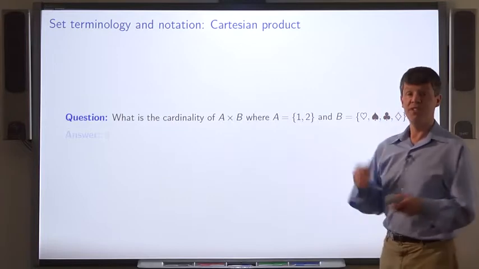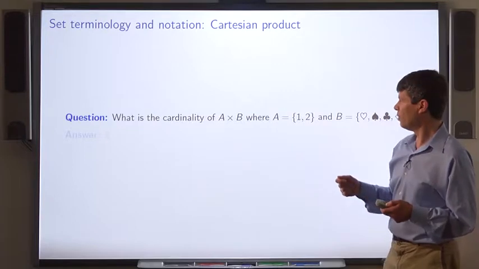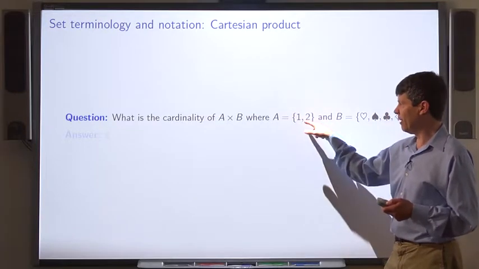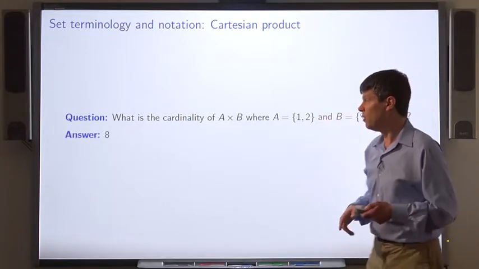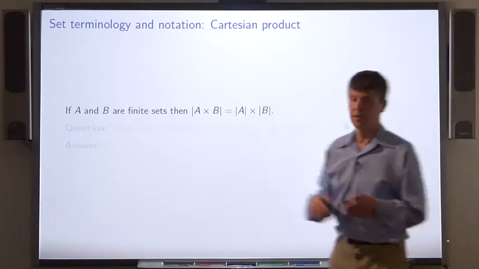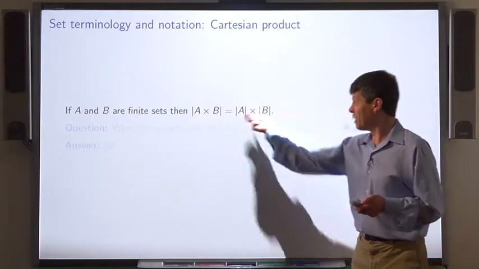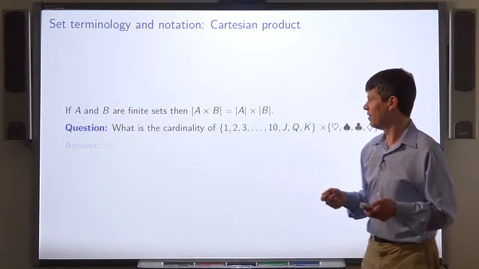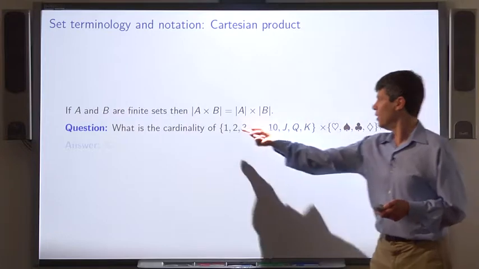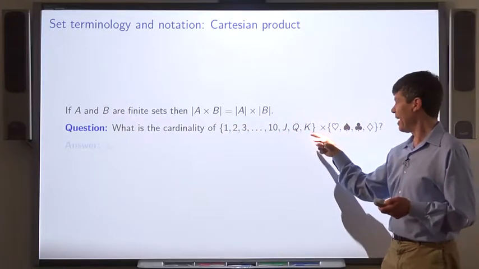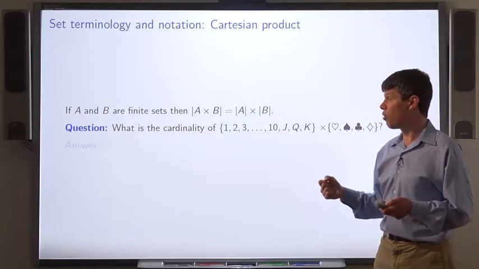So for example, what's the cardinality of the Cartesian product of A with B in this case? Well, we have two choices for the element of big A and four choices for the element of big B, so we end up with 8 in total. There's a simple rule that if A and B are finite sets, the cardinality of the Cartesian product is the product of the cardinalities of the two sets. So using this, what's the cardinality of this Cartesian product? There are 13 elements in this set and 4 elements in this set. So the cardinality of the Cartesian product is 52.